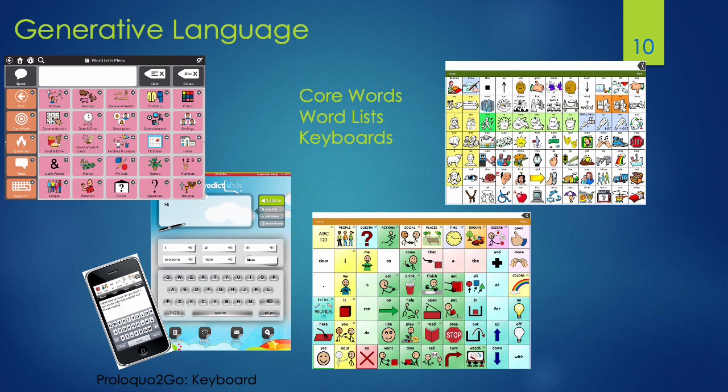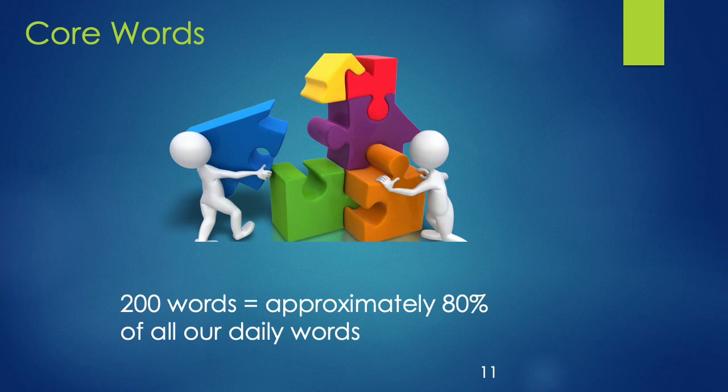Now we're going to shift gears and talk about generative language components. These include core words, word lists, and keyboards. Core words are the 200 to 400 words that we use, including verbs, adjectives, adverbs, and pronouns, that make up approximately 80% of all of our daily words. Basically, it's everything except common nouns in categories.